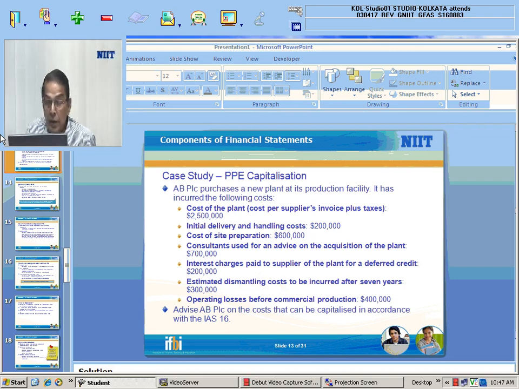Estimated dismantling cost to be incurred after 7 years, yes, it has to be capitalized. It's an estimate of the dismantling cost. The plant has to be dismantled after 7 years, so the cost of dismantling the plant is estimated to be 300,000. That has to be capitalized. Operating losses before commercial production cannot be capitalized. So except for the two items, the interest charges paid to the supplier of the plant for the deferred credit, which is a borrowing cost, and the operating losses before commercial production, they cannot be capitalized.